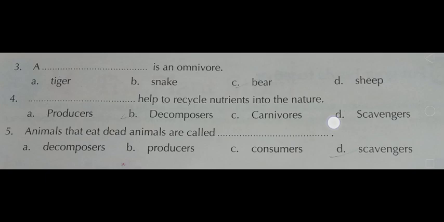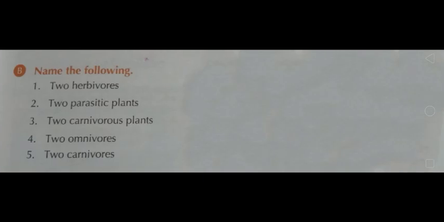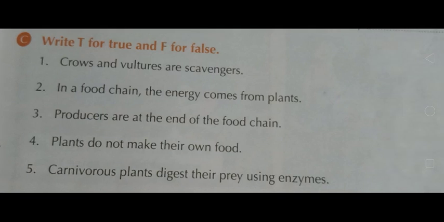The next question is name the following. In the first question, you have to name two herbivores. In the second question, name two parasitic plants. Third is two carnivorous plants. Fourth is two omnivores, and the fifth is two carnivores. Here you have to name two of each.